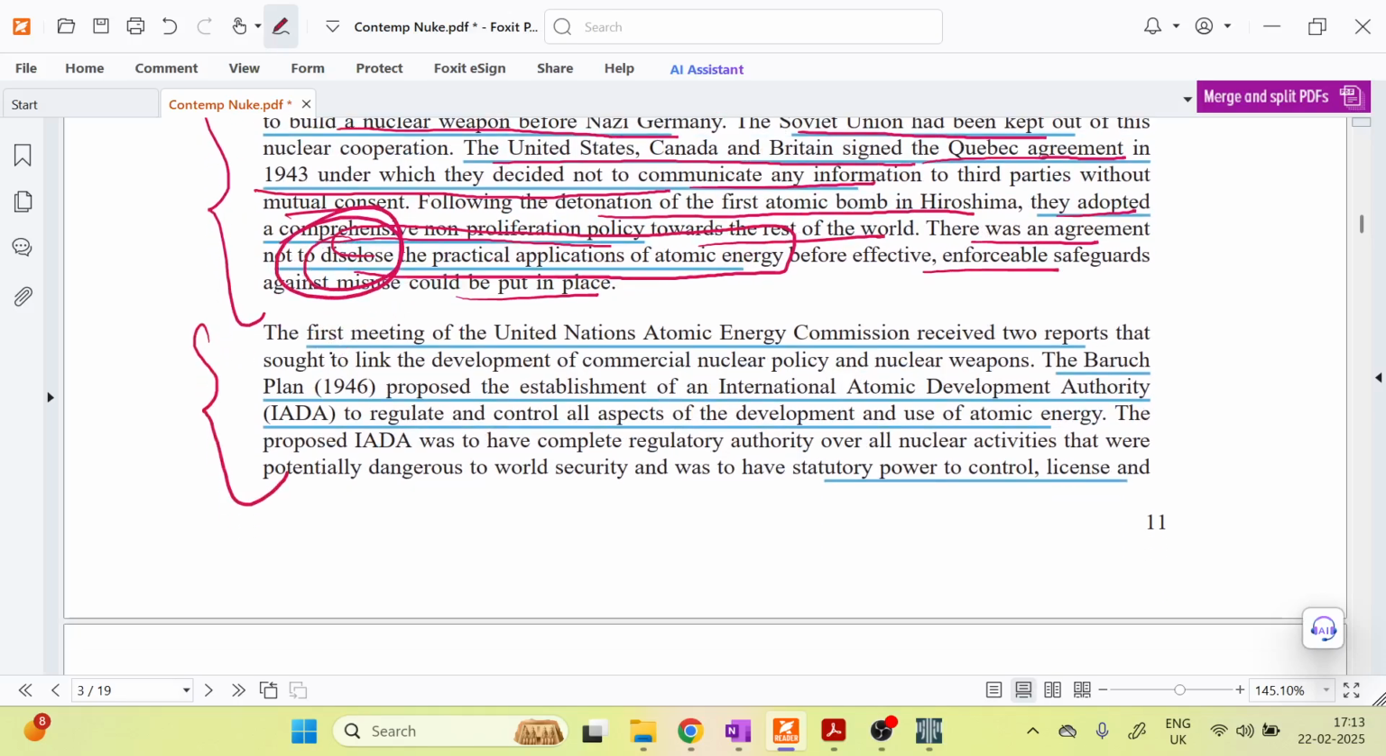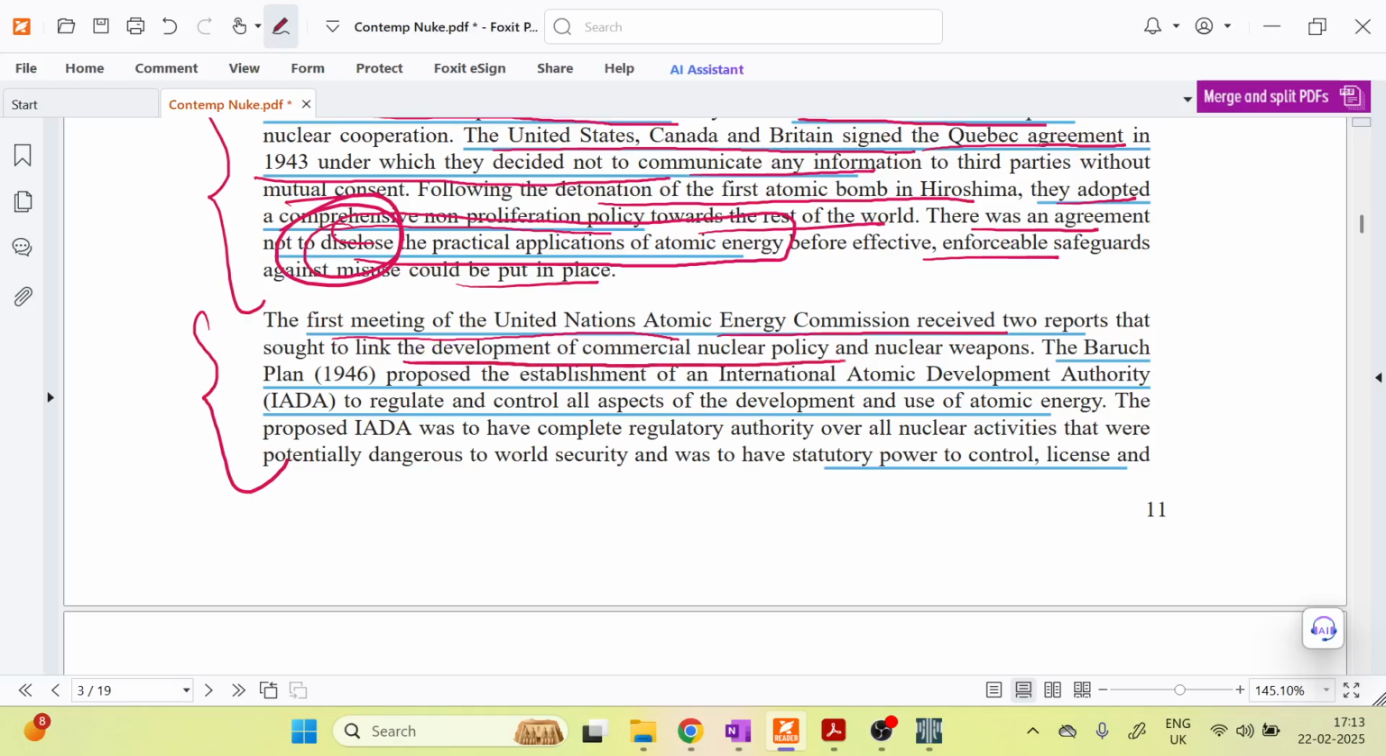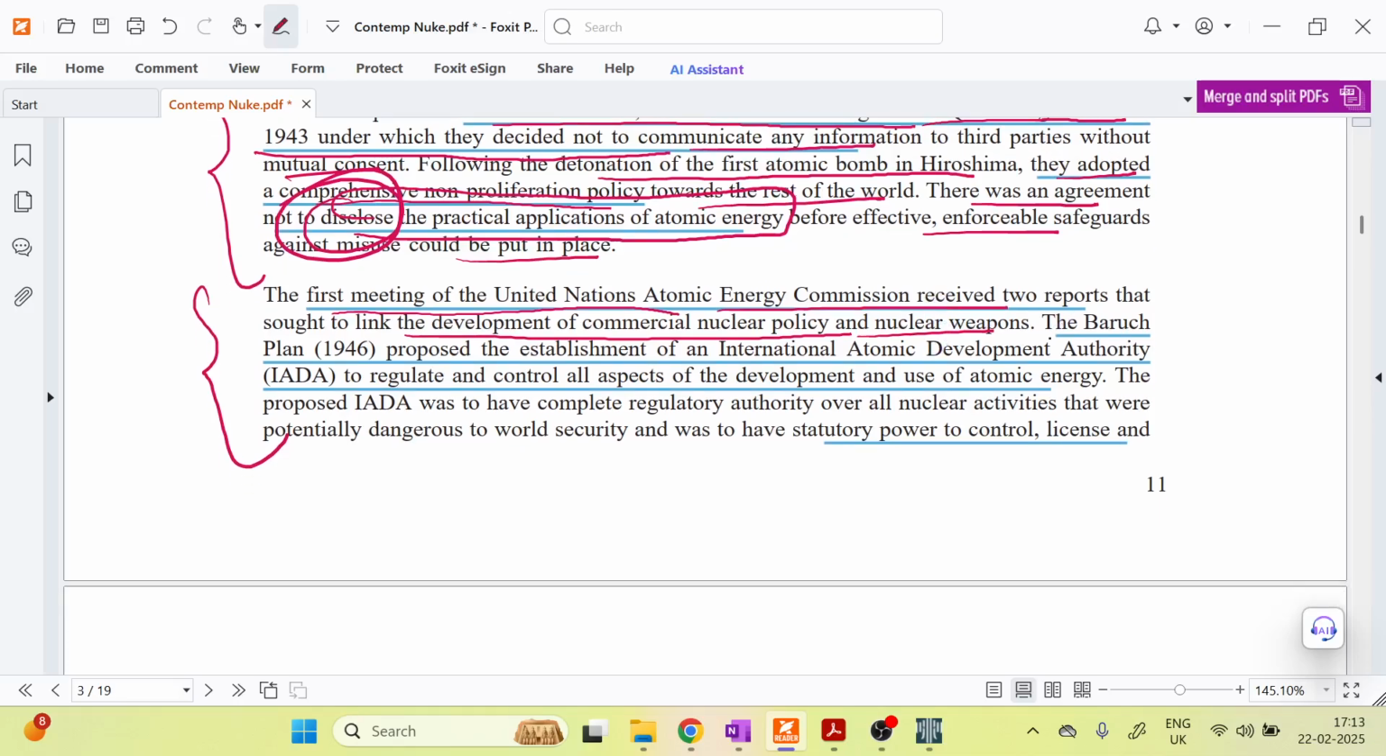Then the first meeting of the United Nations Atomic Energy Commission received two reports that sought to link the development of commercial nuclear policy and nuclear weapons. So this Baruch Plan of 1946 proposed the establishment of an international atomic development authority to regulate and control all aspects of development and use of atomic energy.